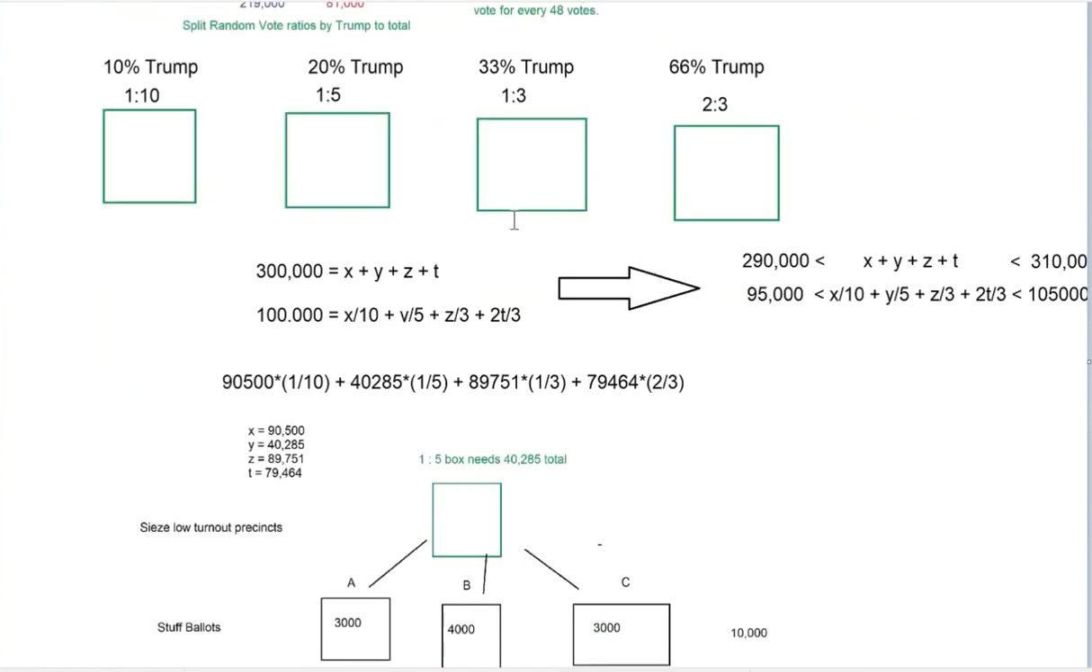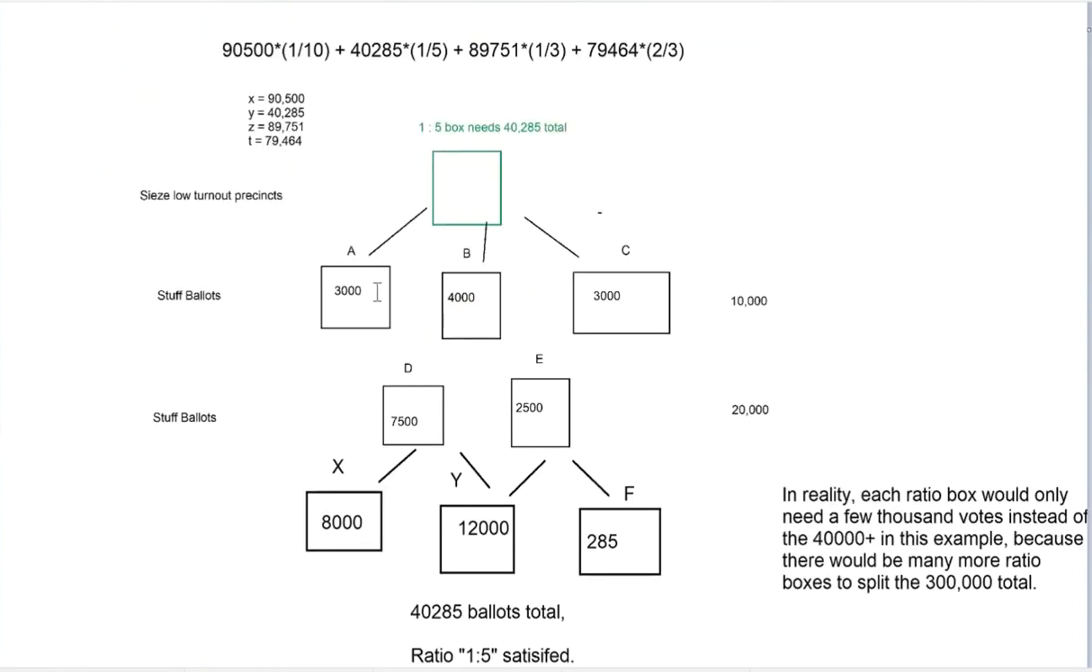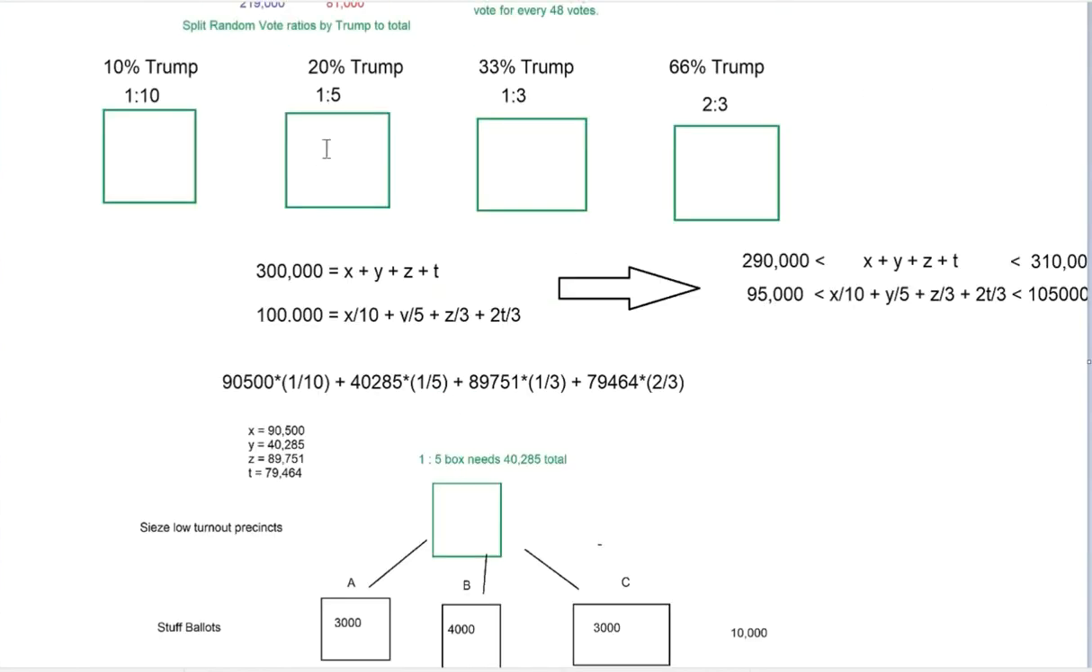So this is one example for the 1:5 ratio. This would be the second virtual precinct. We're going to put it here, and it will seize 3 real precincts and it will flip its votes. So remember, we needed about 40,000 in here.